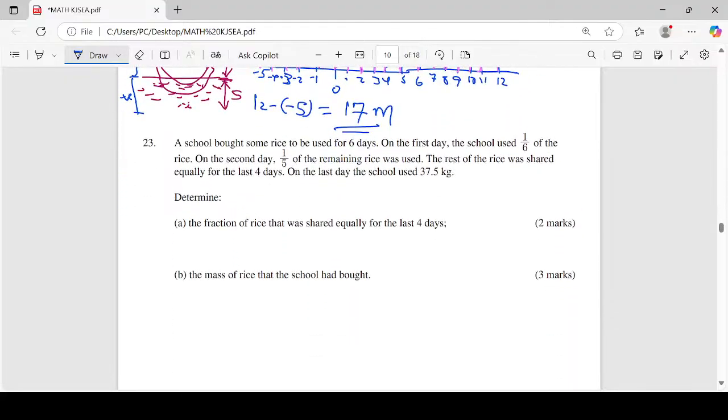Question number 23. A school bought some rice to be used for 6 days. On the first day, the school used 1/6 of the rice. On the second day, 1/5 of the remaining rice was used. The rest of the rice was shared equally for the last 4 days. On the last day, the school used 37.5 kg. Determine the fraction of rice that was shared equally for the last 4 days.